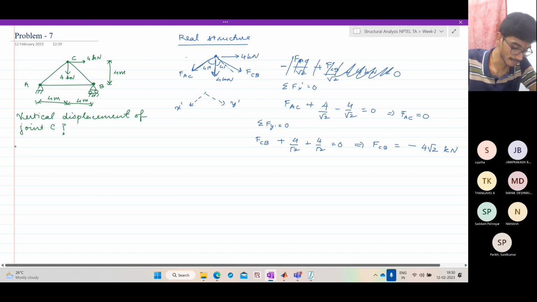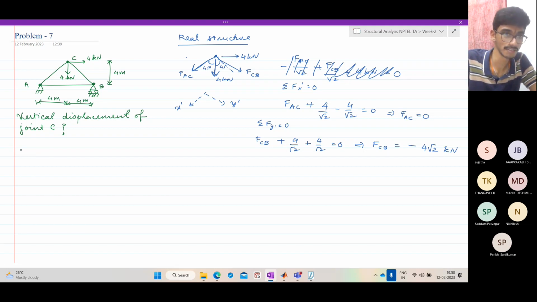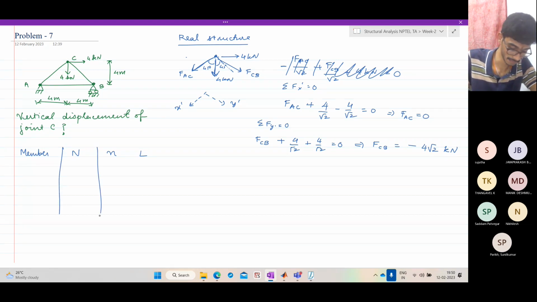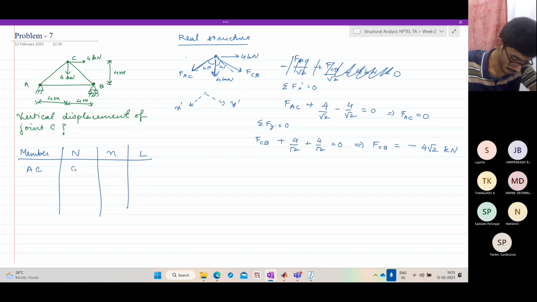So again, let's make the table here. It is a smaller table in this case. We have member, real force, virtual force, length. That's all. So in the member AC, real force is 0. In the member CB, real force is minus 4 root 2. And in member AB, let's determine in a moment.